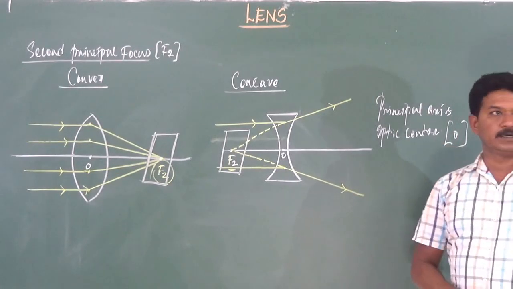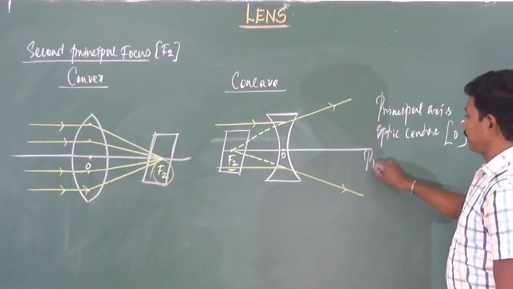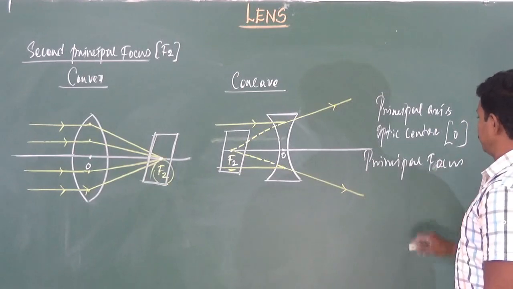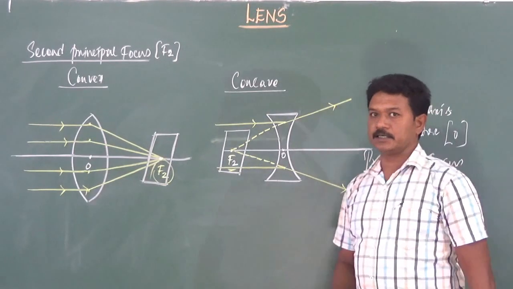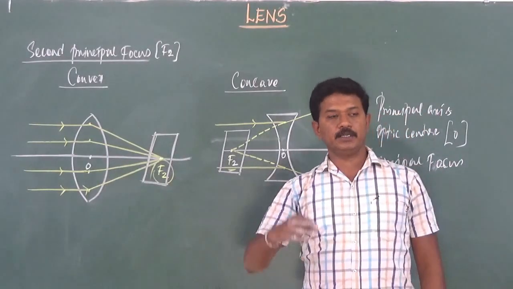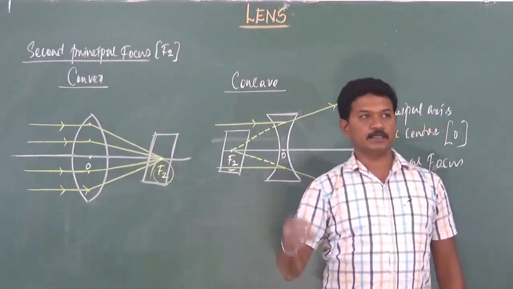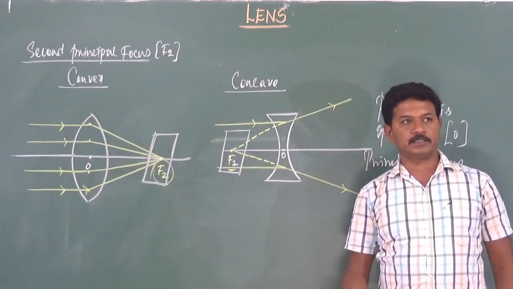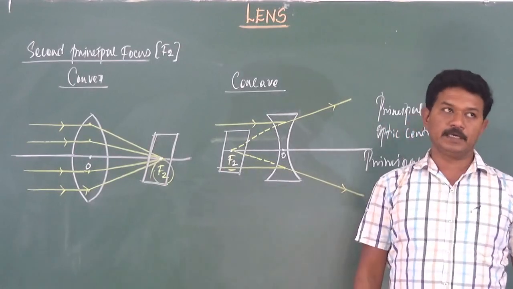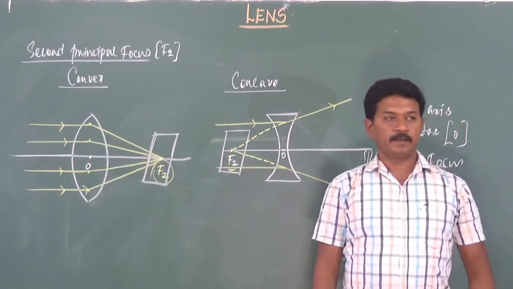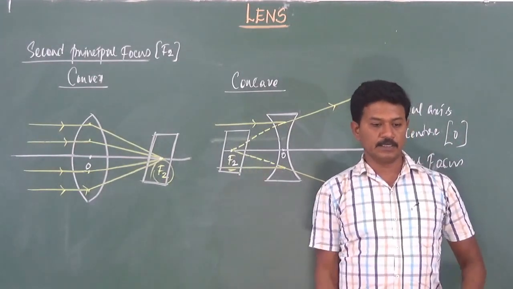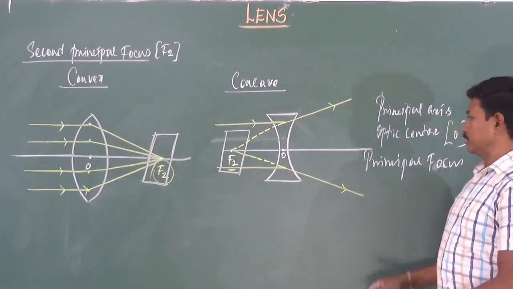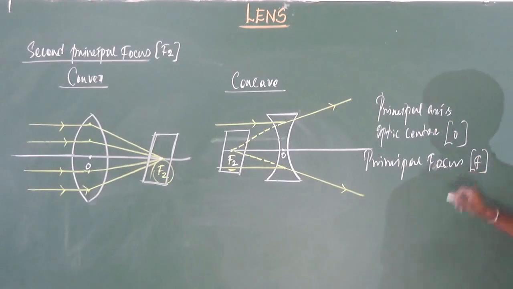Okay. So next we will go with the principal focus, which we have seen. Whenever light rays travel parallel to the principal axis, after refraction, if they meet at a point on the principal axis, then that point is called the principal focus. Or they appear to meet at a point on the principal axis. If they actually meet at a point, then it is a convex lens. If they appear to meet at a point, then it is certainly a concave lens. Principal focus is represented by the capital letter F, right?